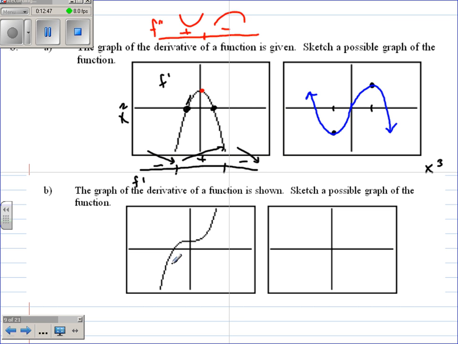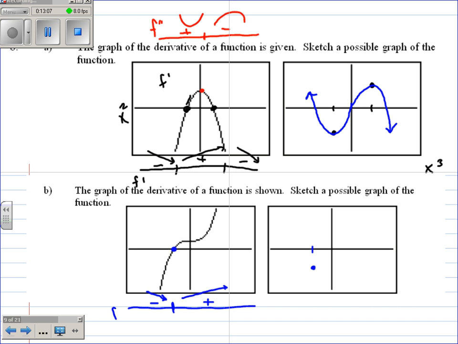Okay, so this graph of the derivative, f prime, has a 0 right here. And f prime is negative and then positive, which means the function is going to be decreasing and then increasing. So this right here is a relative min of the function.